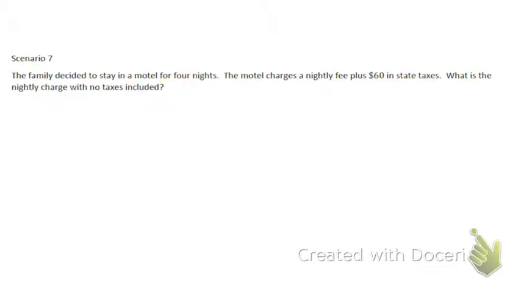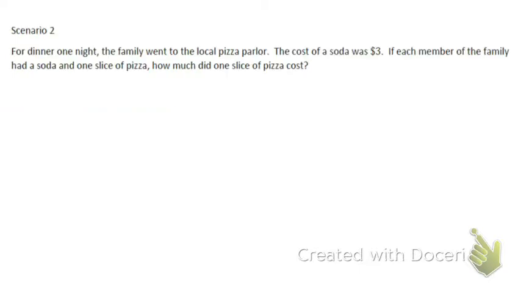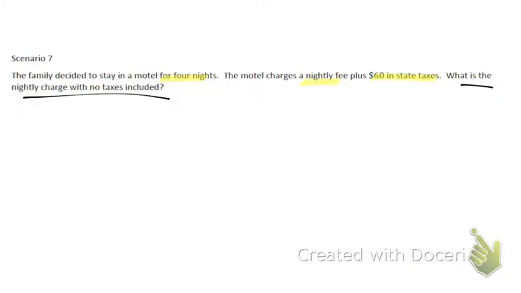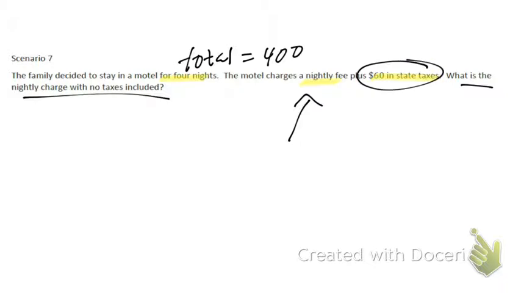So real quick, let's go back to that page with all the totals. What's the total for the motel? It's 400, right? Motel and tax is 400. That's a lot. So total is 400. Alright, so one key thing here is the motel, they charge a nightly fee, right? We don't know how much that is. And they charge $60 in state tax. The $60, that's not for every day. That's just like a one-time fee.